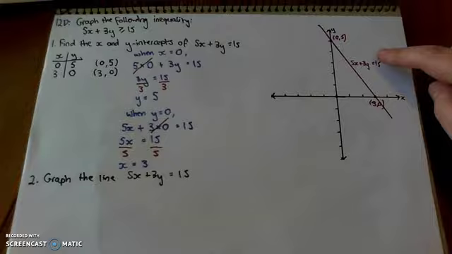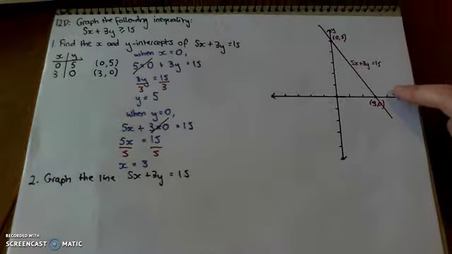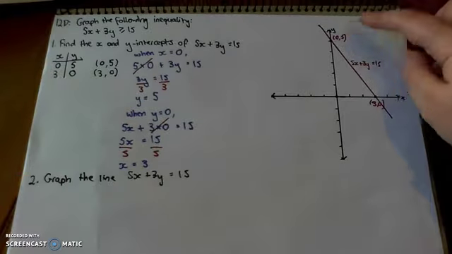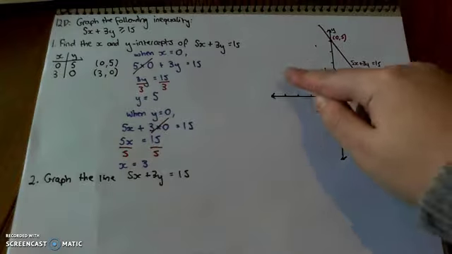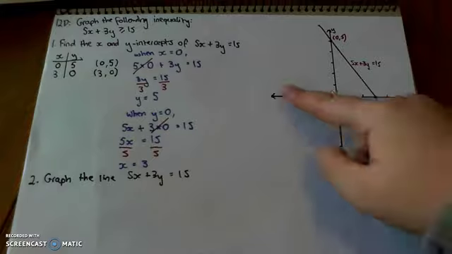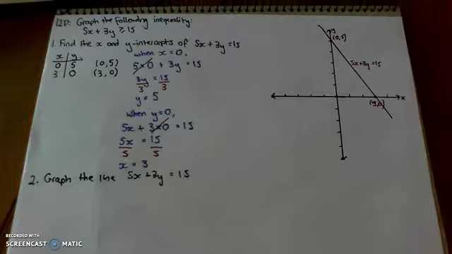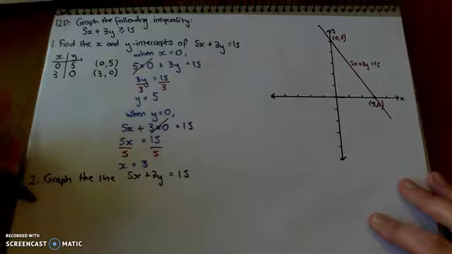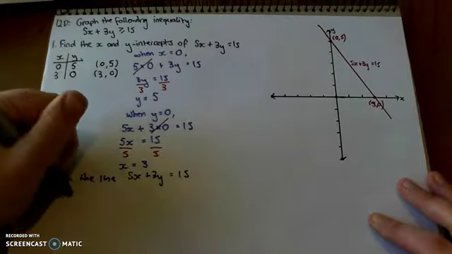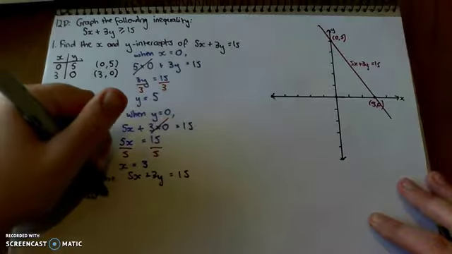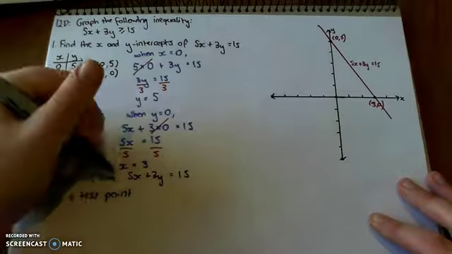Are we looking for above the line, up here, and all these values up here, or are we looking for below the line? We're looking for either equal to or greater than, or equal to or less than. So this is what we need to test. We need to find out exactly what area we are looking at. So the way that we do that is that we use a test point.